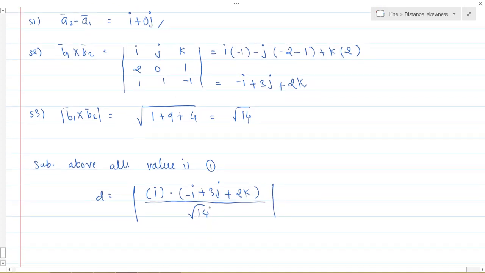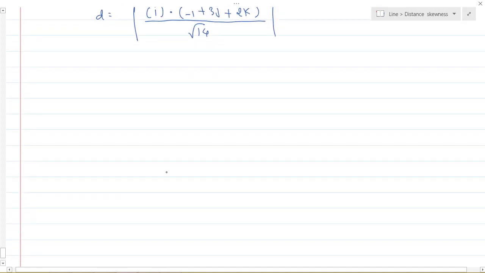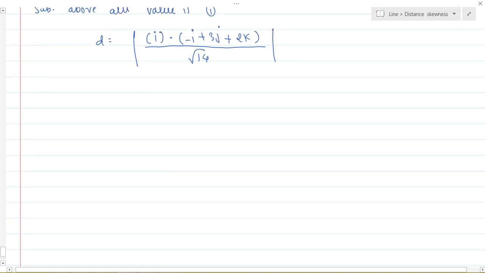Now you know that in the dot product we get i dot i, j dot j, k dot k. So here the j and k values are 0, so we will get only i dot i.